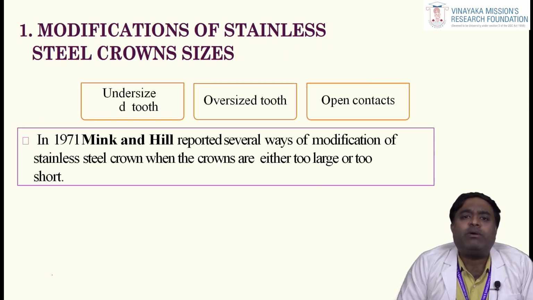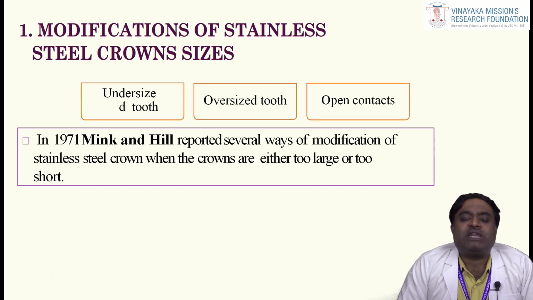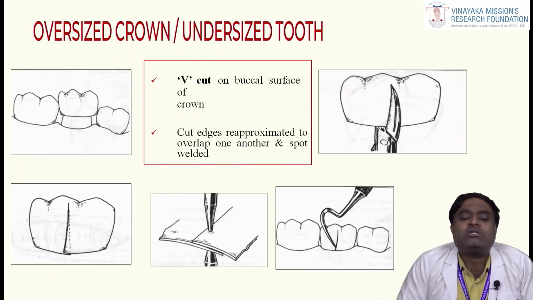Next, coming to the different modifications of the stainless steel crown. The first modification is undersized, the second is oversized, and the third is open contacts. For an oversized crown or undersized tooth, with the help of scissors we will cut the crown on the buccal side. We have to overlap the crown one over the other as shown in the figure. After that, we have to spot weld the crown.